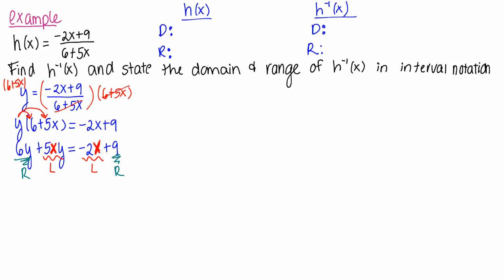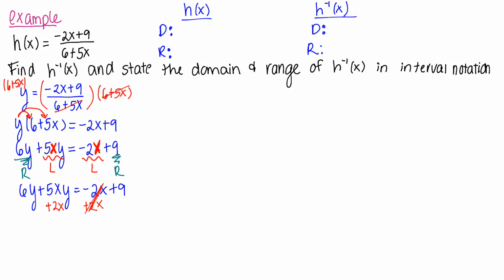So 6y plus 5xy, let's just rewrite it, so we can mess with it newly. The 9 is staying on the right, so he'll stay. The 2x is going to move to the left, so I am adding 2x on both sides. I can't actually combine 5xy and 2x, but I'll put it there, so these cancel.